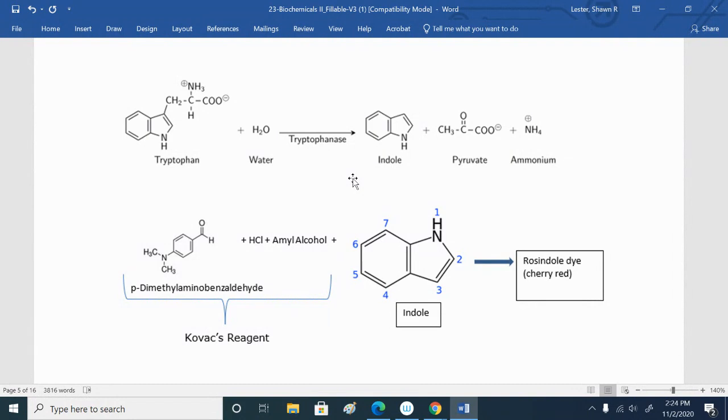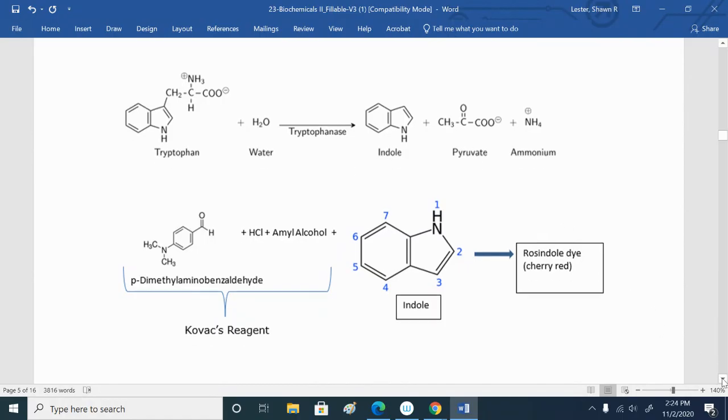So indole is something that we can easily test for using Kovacs reagent. As we'll see, it produces a red color. It's actually more of a hot pink fuchsia color. And the Kovacs actually does not mix with the liquid broth. It actually sits on top. So it's a very easy test to perform.